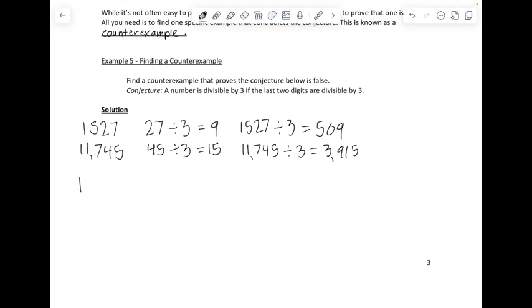Let's try the number 1,136. The last 2 digits are 36. And if I divide by 3, that's divisible by 3, right? That result is 12. So what about the original number, 1,136 divided by 3? Well, if you do this calculation, you would actually get 378 and 2/3. It does not come out even. There is a remainder, right? So this is a counterexample. And this single counterexample shows that the conjecture is false.